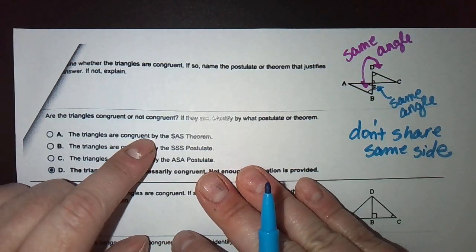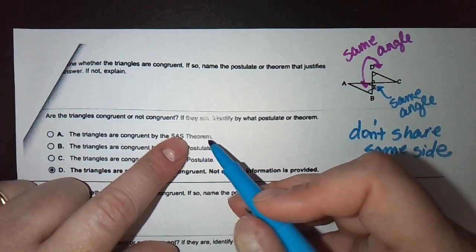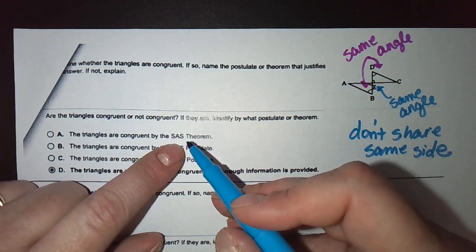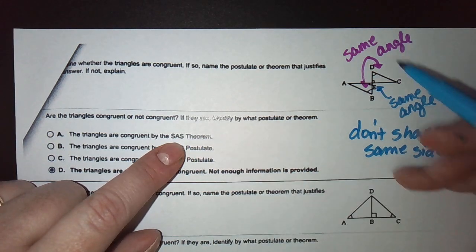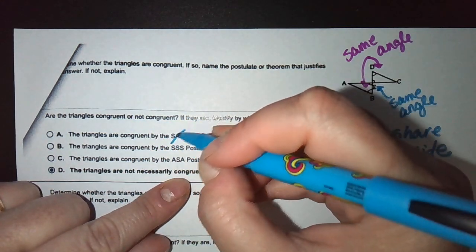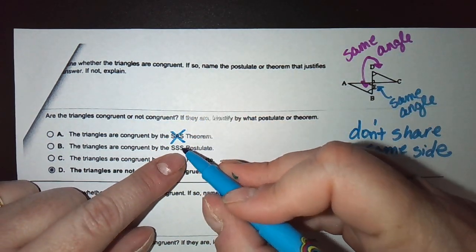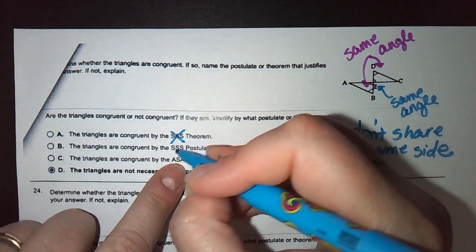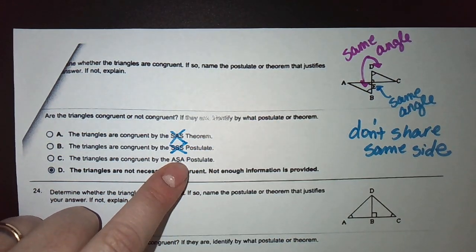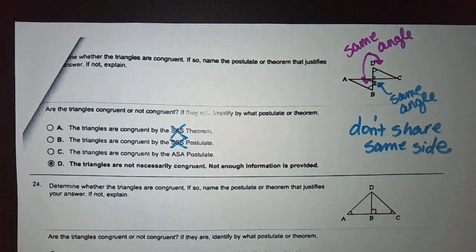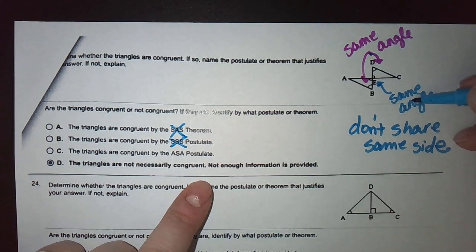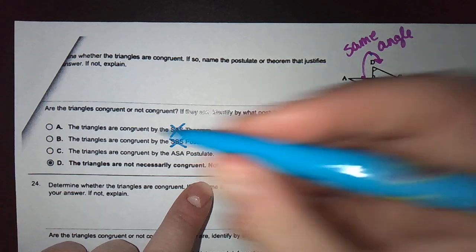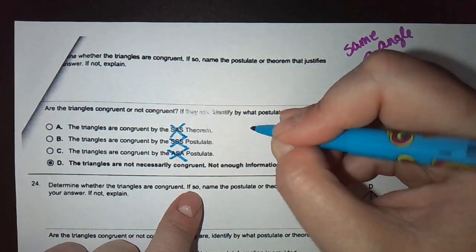So, part A says the triangles are congruent by SAS. That means two of the sides are the same. But we didn't tell you that. Part B says SSS, meaning all three of the sides are the same. But we didn't even tell you any of them. Part C says ASA. It's got two angles, but we don't share a same side, so it's out. So it must be D.